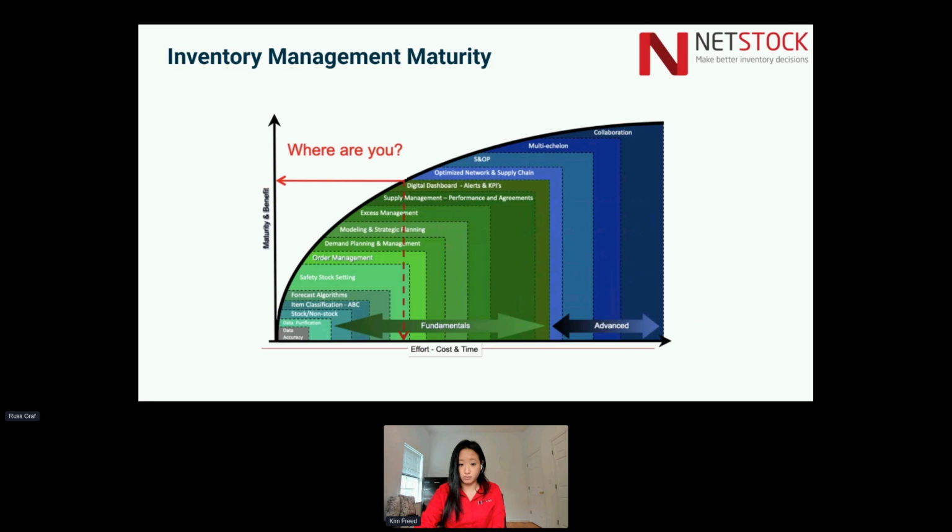So with that as a sort of fundamental layer, let's talk a little bit more deeply now about the inventory management maturity curve itself. And I know this is a bit of a busy slide, but we'll walk you through some of these components and hopefully that'll help. The first thing to notice is we've got two different axes here. Going up on the left is the level of maturity and the level of benefits that we would accrue in our organization as we move along the curve. And along the bottom is effort, both in terms of cost and time, right?